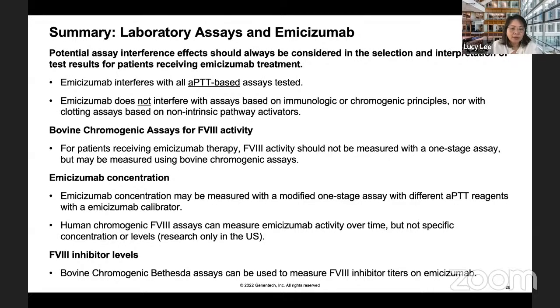And we spent some time talking about why emicizumab does not require routine monitoring, but it does not mean that it can't be quantified. And we'll spend some time a little bit later talking about how that is done. Essentially, that's done through the use of a modified one-stage assay with a product-specific calibrator. And for patients on emicizumab for whom you want to assess factor VIII inhibitor levels, the best way to do that is through the use of a bovine chromogenic Bethesda assay.